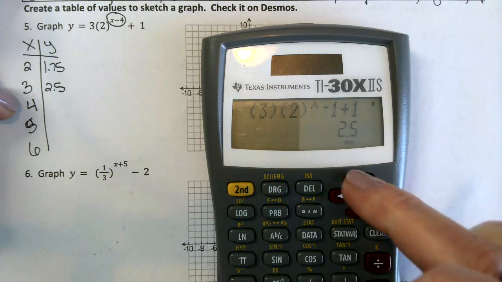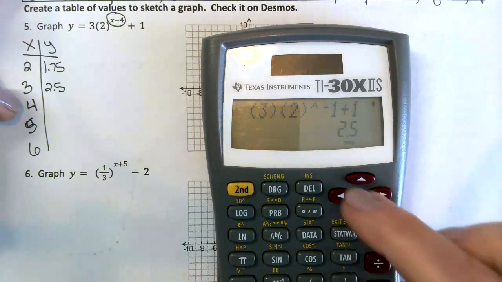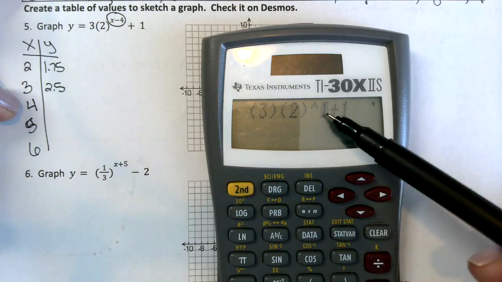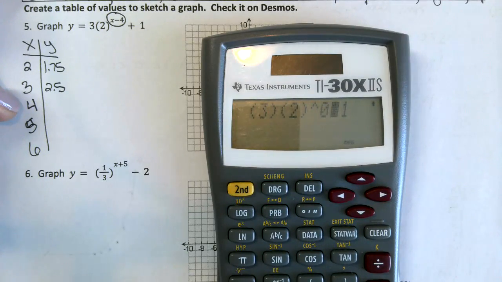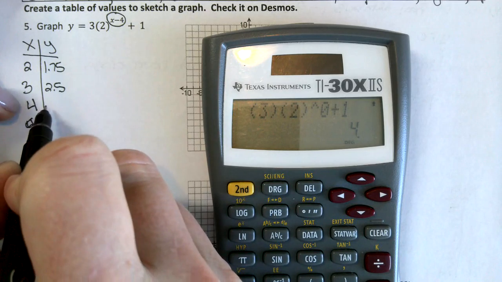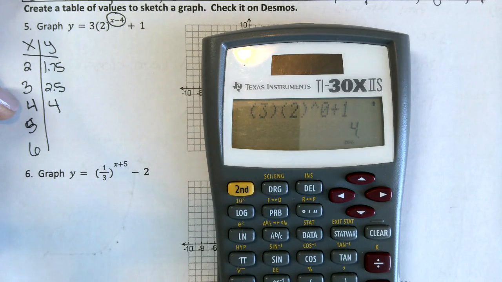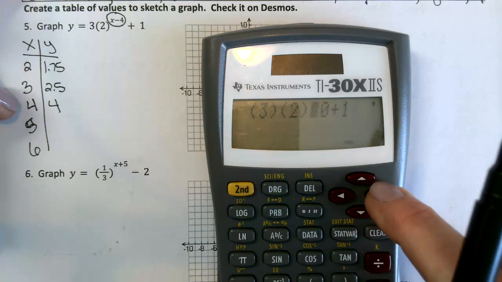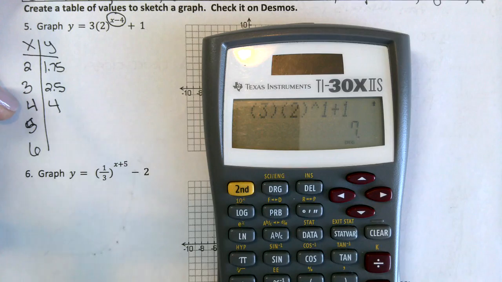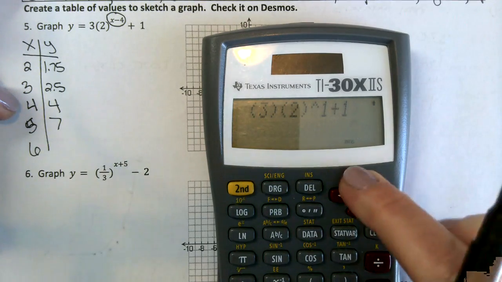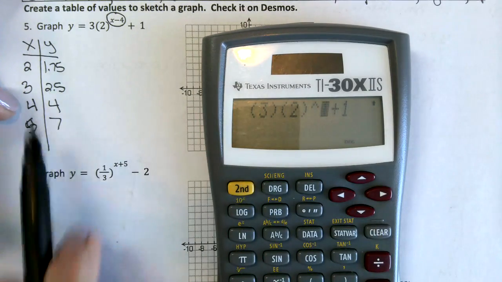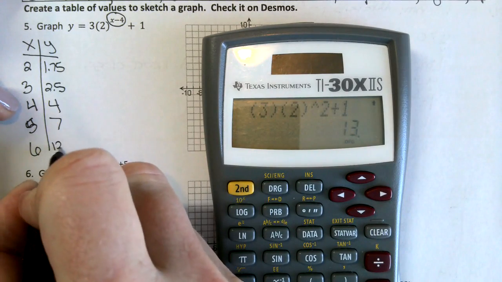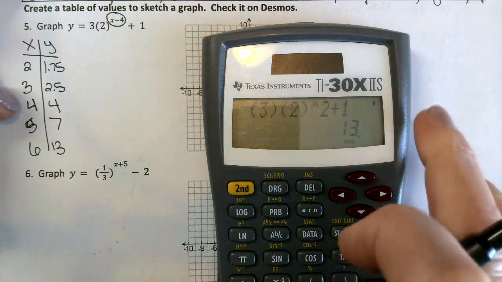And I'm going to keep going with this. 4 minus 4 is 0, so I'm going to arrow up and arrow over. I'm going to have to hit the delete key on mine to get rid of the negative now. Change that to a 0 and hit your enter key. And I get 4. When x is 5, 5 minus 4 is 1. So I'm going to go change my exponent to 1 now. Get 7. Arrow up and arrow over. 6 minus 4 is 2. And I get a 13.